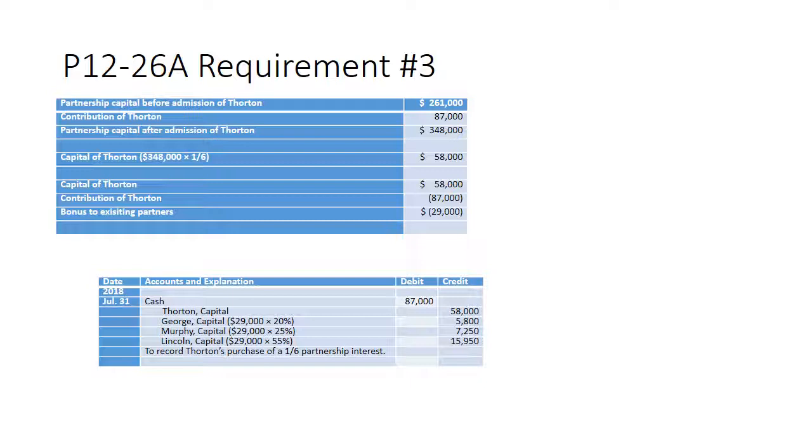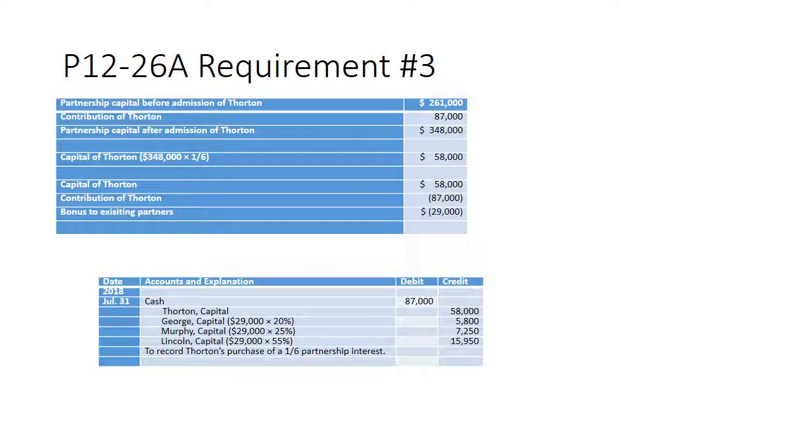Whenever that new partner or any partner puts money into the business, it always increases capital. Increase $87,000. So the total amount of partnership capital overall is $348,000. He agrees to take a 1/6 interest. So 1/6 of $348,000 is $58,000. So his balance in his capital account is only going to be $58,000.